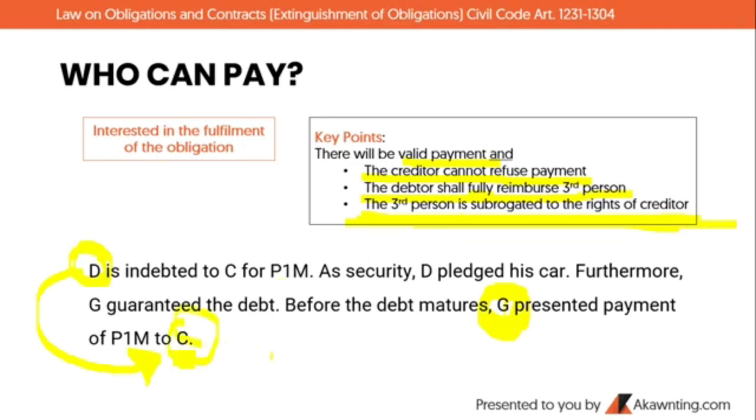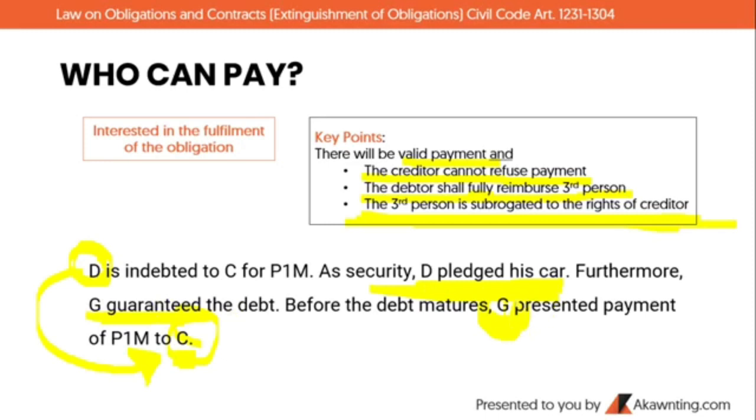Ano ba yung mga other rights ni C in this case? Okay? The first right is to foreclose the pledge on the car. Okay? The second right is to go against G. Pero, syempre, nagkataon si G yung mismong nagbayad. So, syempre, mawawala na tong contract of guarantee na ito. Okay? So, yung masusubrogate niya sa kanya na rights is yung to foreclose the pledge on this car.